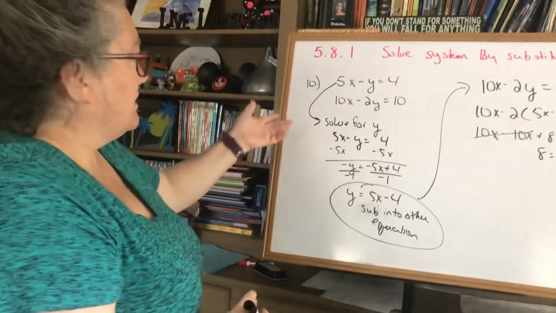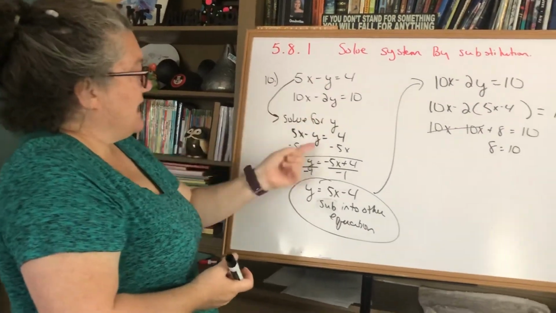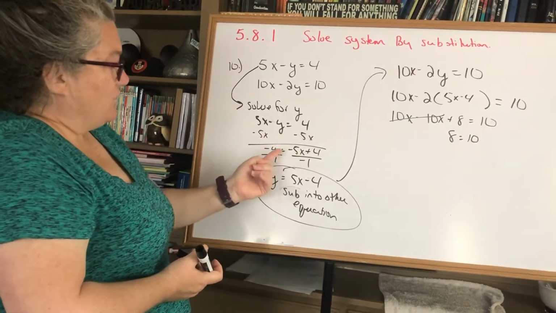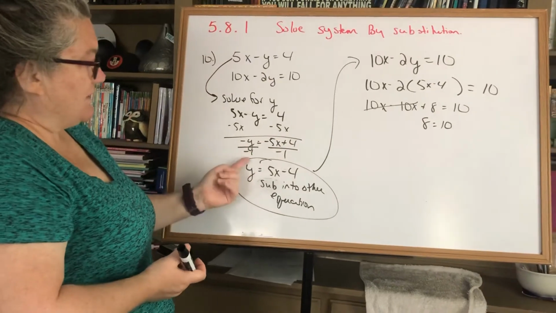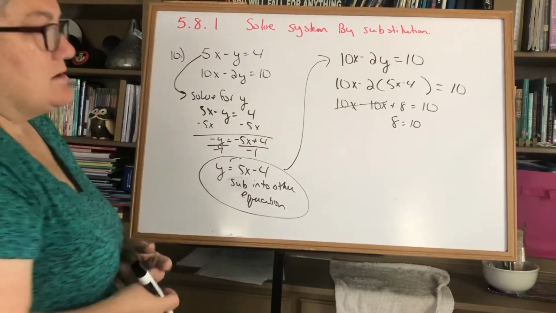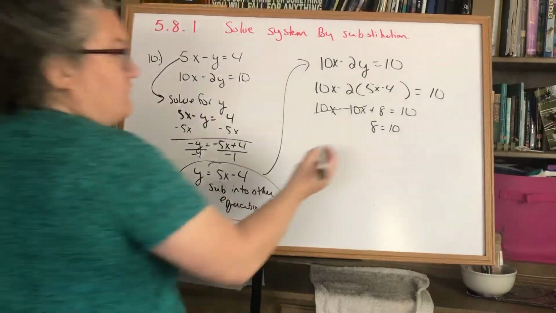Let's go back and look. I solve for y. That would be subtract 5x. Negative y equals negative 5x plus 4. Divide by negative 1. Positive 5x, negative 4. No mistake. So what does that mean when we get a false statement?